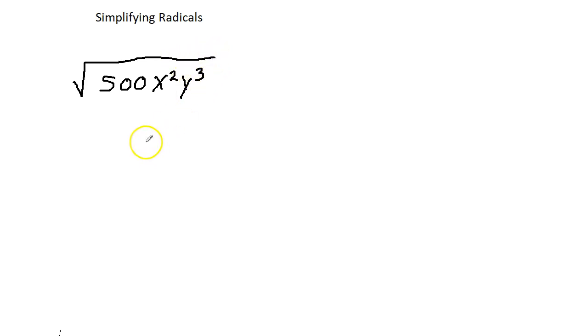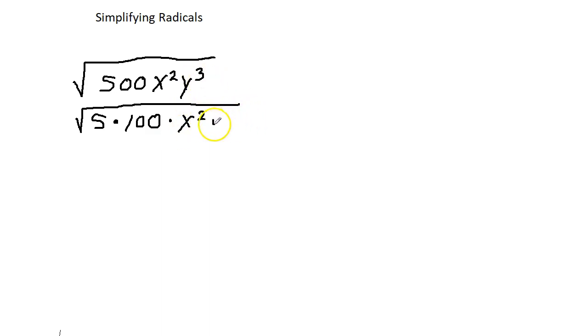Okay? Now, when simplifying a square root with just numbers, what you're looking for is the largest perfect square that will go into this number. Okay, so I know that 500 is the same thing as 5 times 100. 100 is a perfect square. Now, x squared is already a perfect square, so I'm just going to keep it as is.